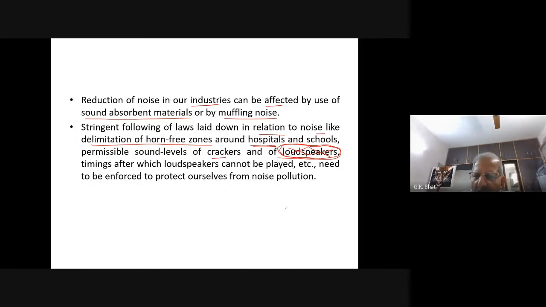So that is what I say. And whatever crackers you are using, for whatever purpose, don't use them. You can minimize noise pollution, and you can minimize air pollution. Also, the timings of loudspeaker usage should be strictly monitored. It should be strictly enforced to protect ourselves from noise pollution.